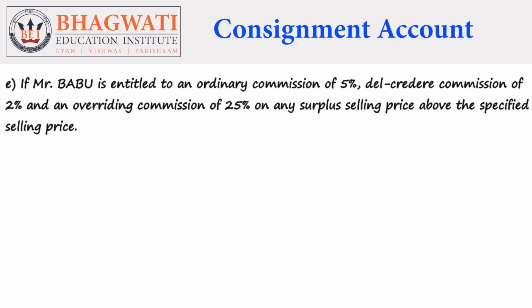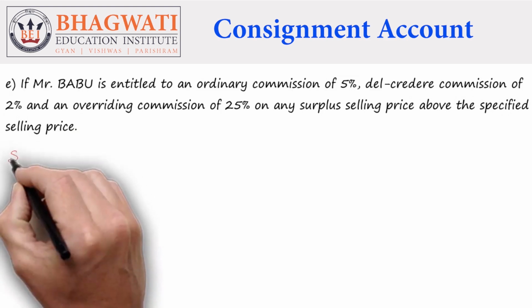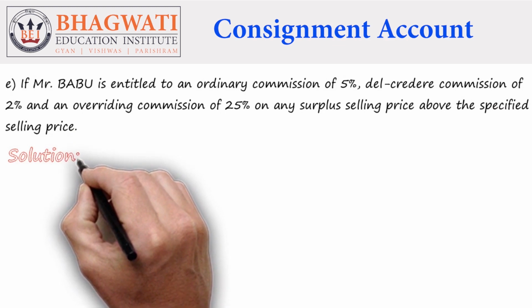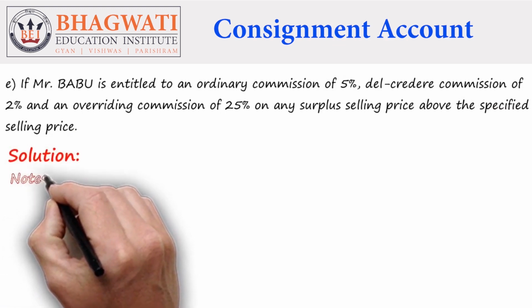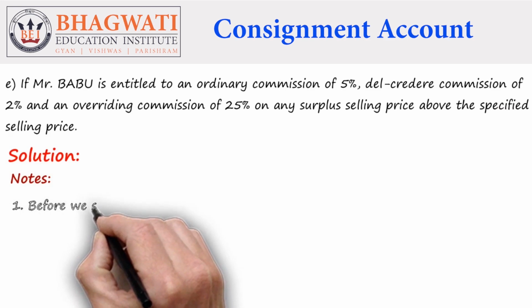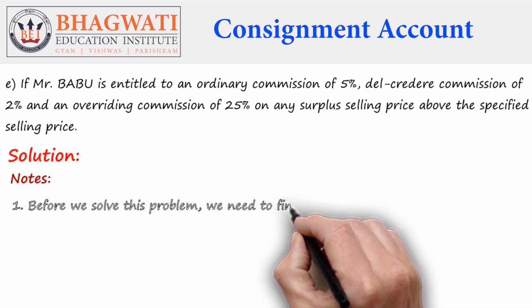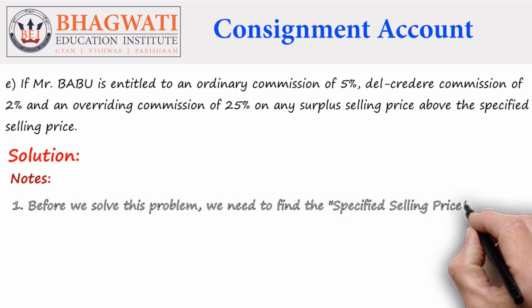So here what are items I need in order to calculate overriding commission? First of all, I need to calculate the specified selling price of total units sold. That I have to compare with the total sales, and whatever excess amount we have, on that we will calculate this overriding commission. So for the solution we have to write few notes. Let us start with that. First one, before we solve this problem, we need to find the specified selling price.